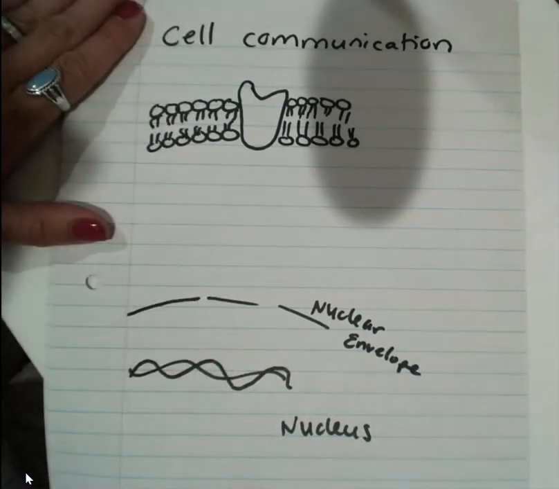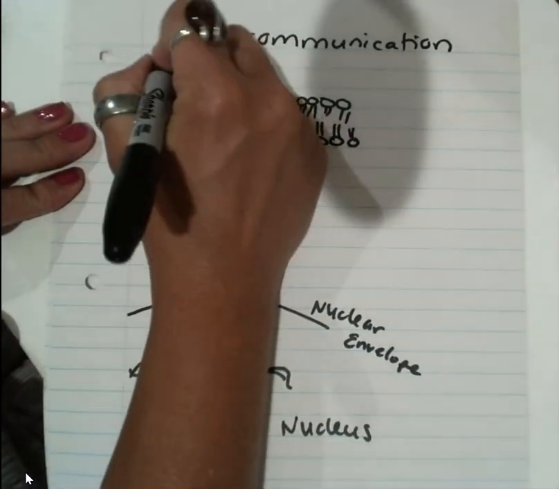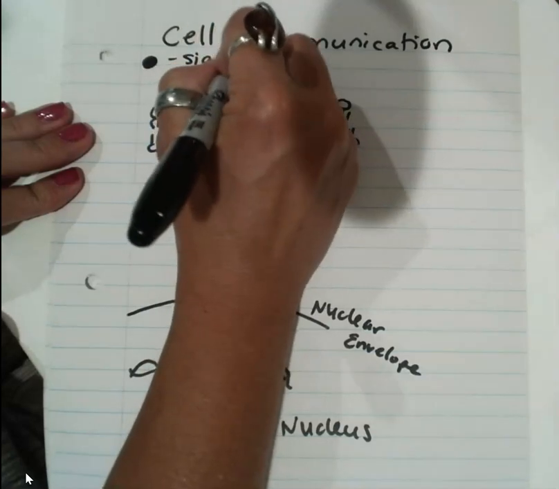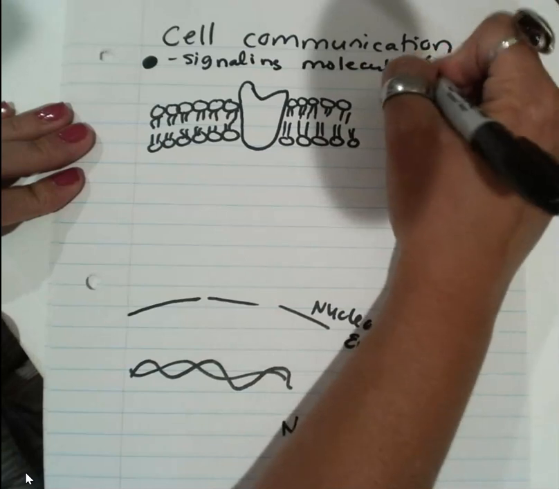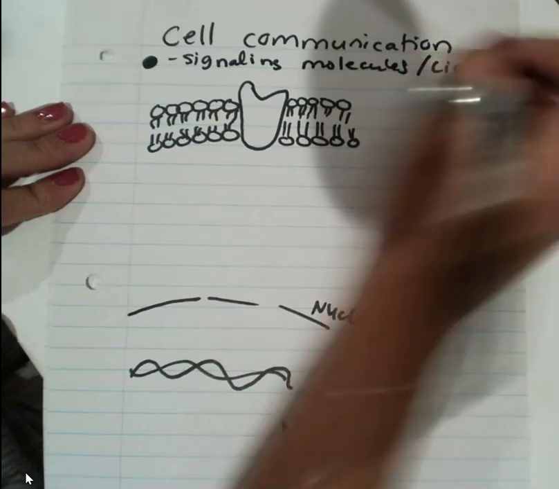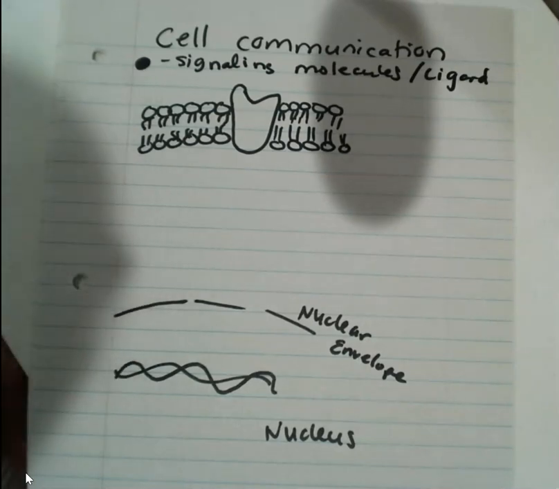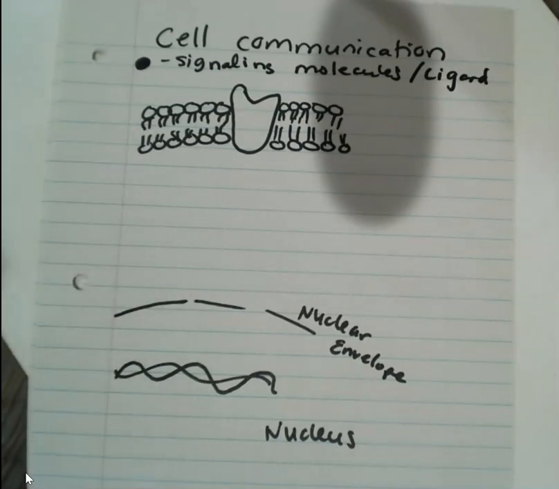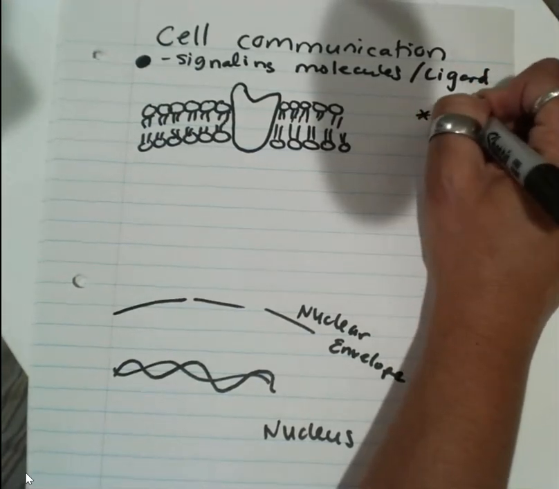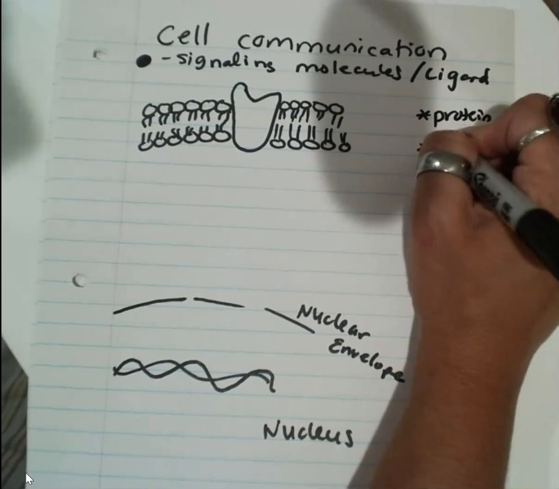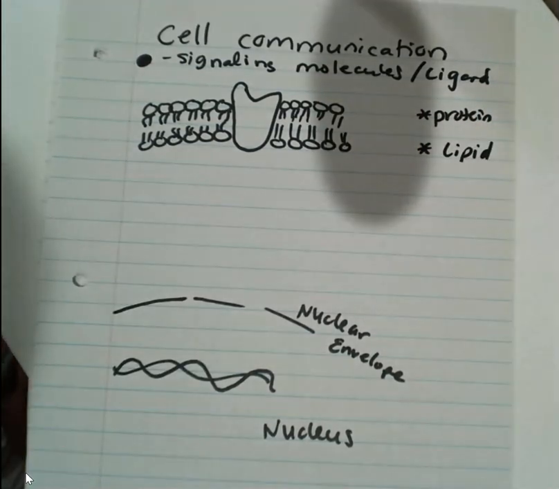So when we look at cell communication, basically we're dealing with signaling molecules. Now the signaling molecule is also called a ligand. We can have two kinds of ligands. We have the ones that are protein based, or we have a lipid based ligand. And they have different receptors, right?